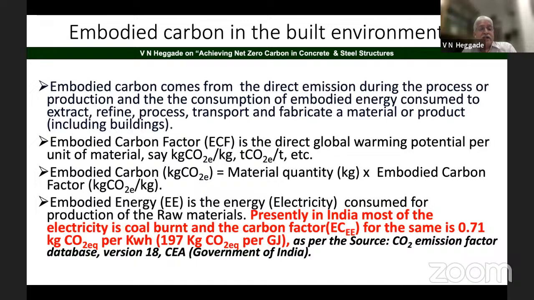Now, what is the embodied carbon? Embodied carbon comes from the direct emission during the process of production and the embodied energy consumed to extract, refine, process, transport, and fabricate a material or product.